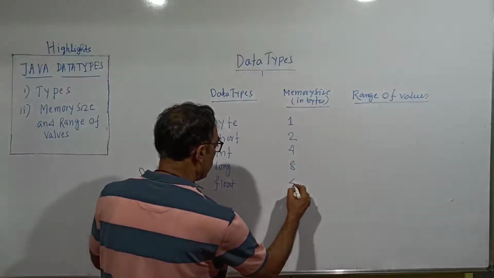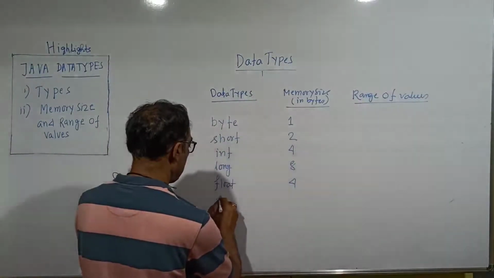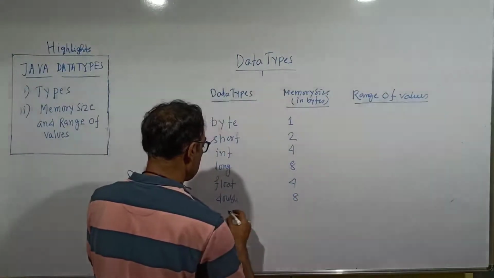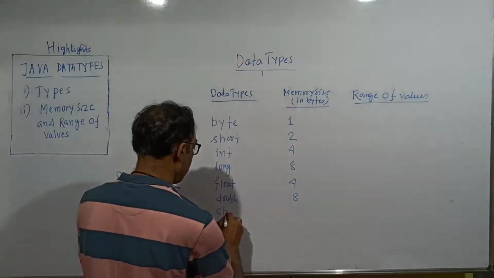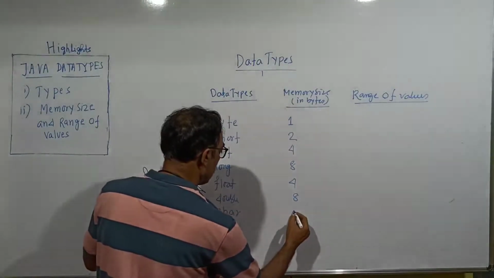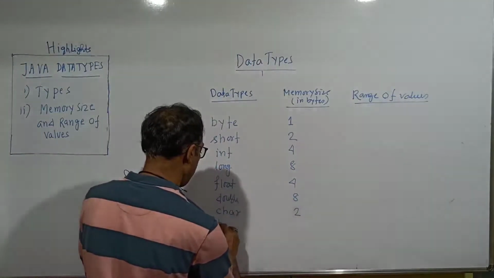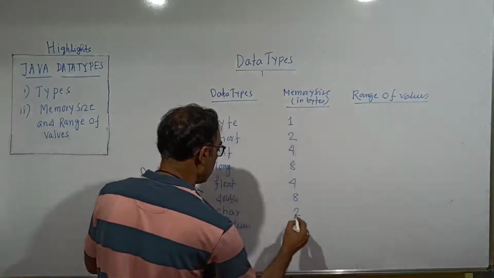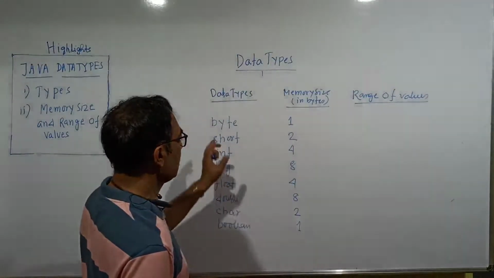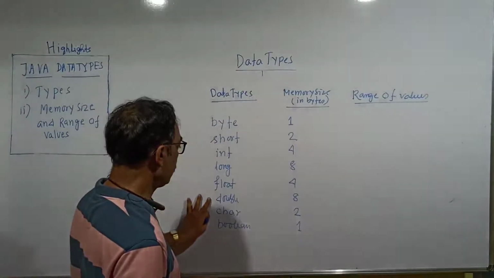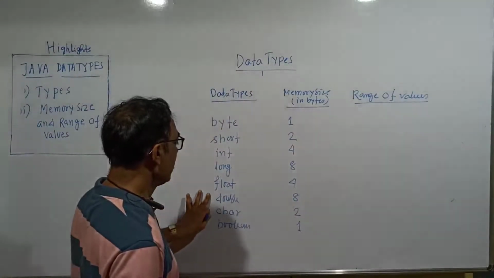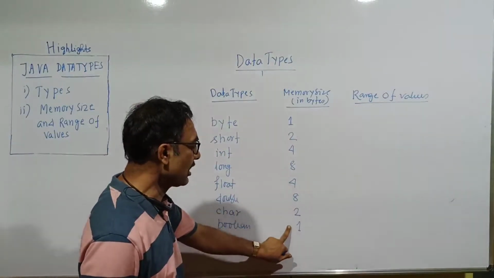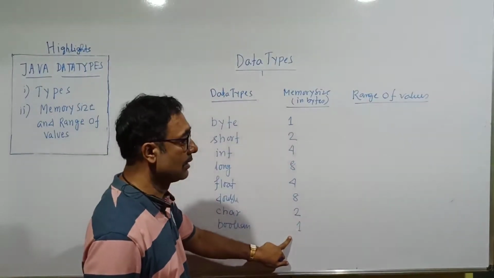It has got 4 bytes. Then double. It has got 8 bytes. Then you have got char. It has got 2 bytes. And boolean. It has got 1 byte. So this is the list of all 8 primitive data types, and this is the memory size of each and every data type in bytes.